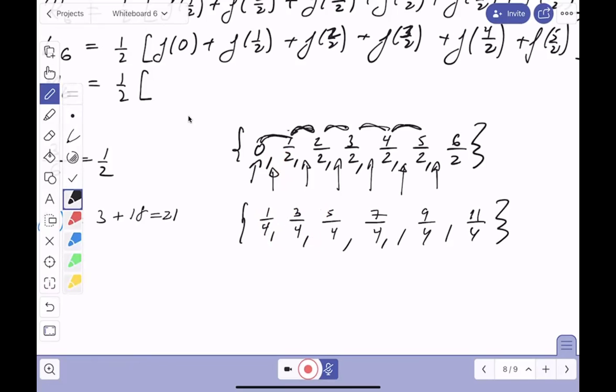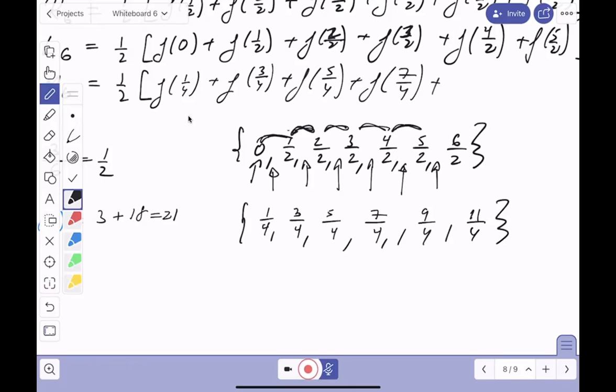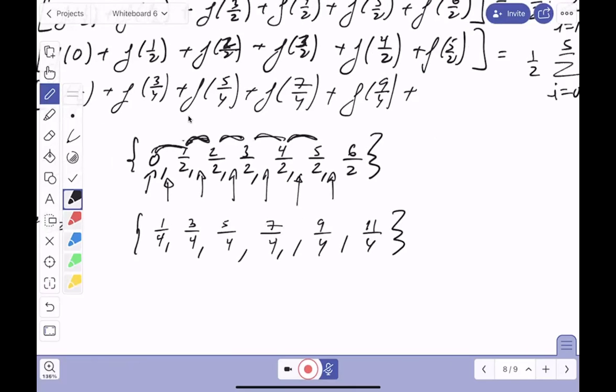All right. What are those things? They're the sample points. So let's write this down. F of 1 quarter plus F of 3 quarters plus F of 5 quarters plus F of 7 quarters. You'll see we get 6 of these. F of 9 quarters and F of 11 quarters.